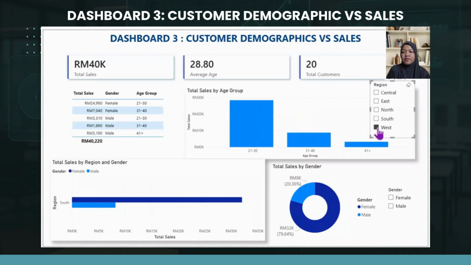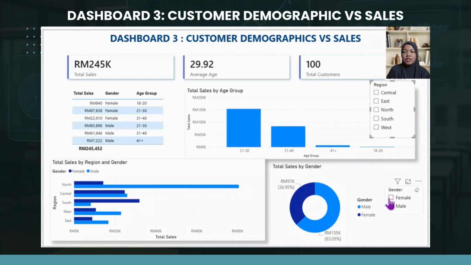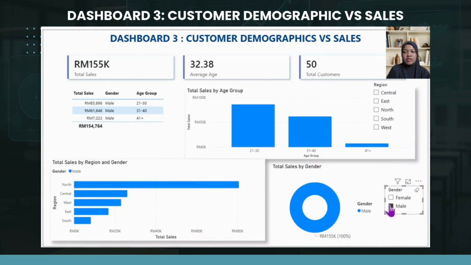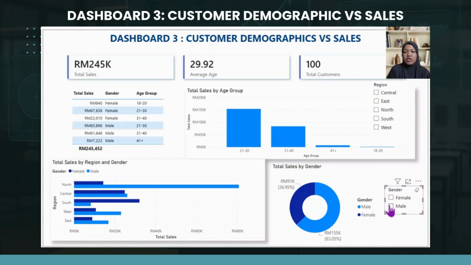From a business perspective, these findings are very valuable. The company can focus its marketing campaigns on customers aged 21 to 30 years old because this group demonstrates the strongest purchasing activity. In addition to that, promotional activities and loyalty programs can be designed specifically for the North region, where customers' engagement and sales performance are the highest.